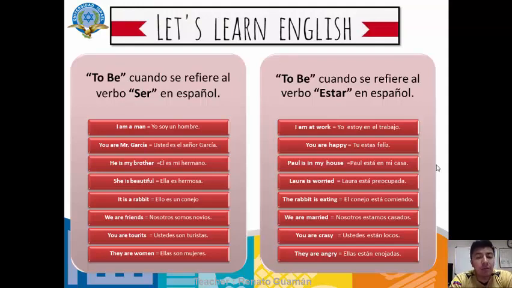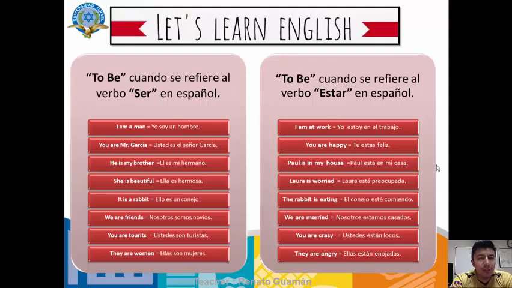I am a man, yo soy un hombre. You are Mr. García, usted es el señor García. He is my brother, él es mi hermano. She is beautiful, ella es hermosa. It is a rabbit, ello es un conejo. We are friends, nosotros somos, well, in this case, no somos novios, sino friends, amigos.